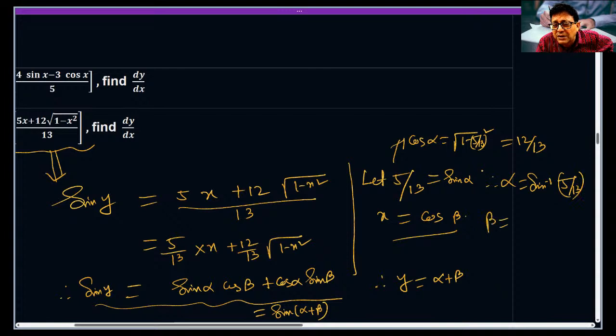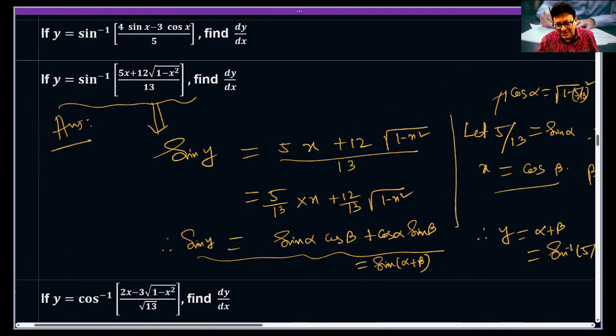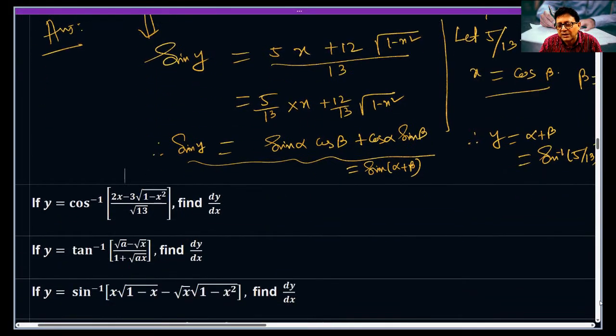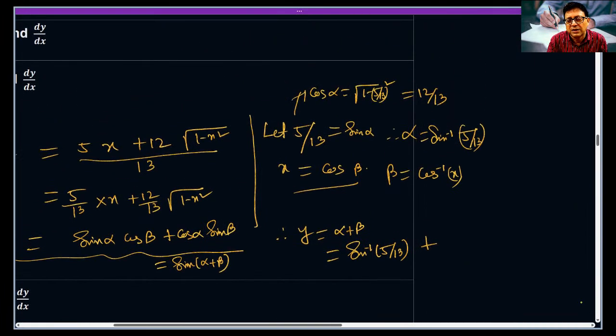What is beta? Beta is cos inverse x. Okay, so just put it there and differentiate. This is sin inverse 5 by 13 plus, what? Cos inverse x.